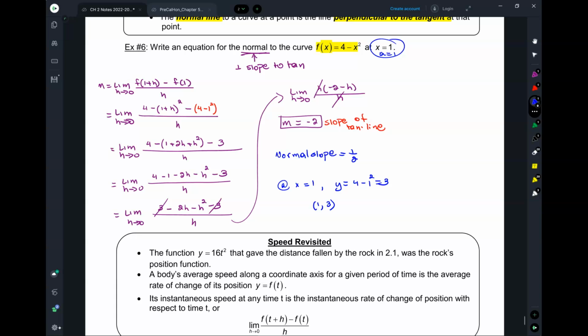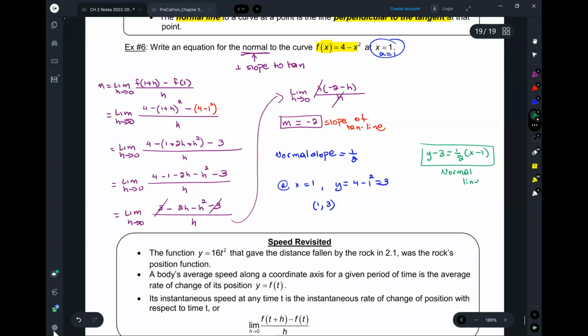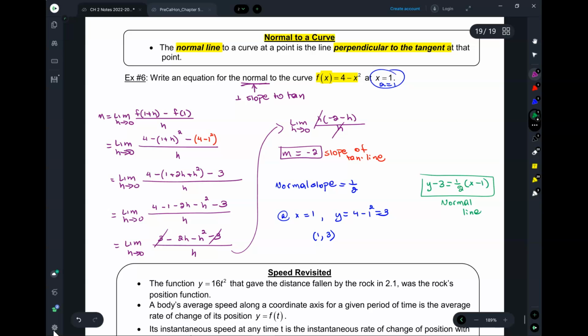Now we can write an equation of the line. Okay, now for the equation: y minus 3 is equal to 1/2 (x minus 1). This is the equation of the normal line. Okay, so look.